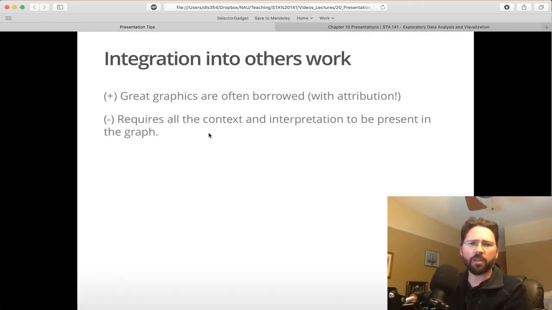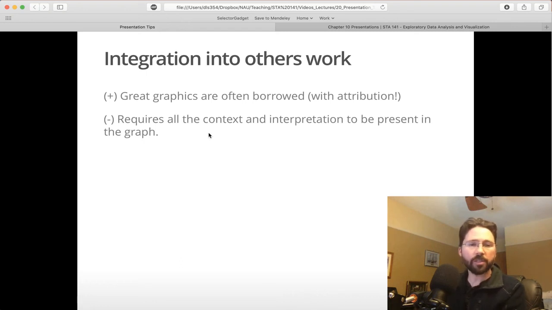Now, the final way that your work gets presented is when other people see your amazing graphics and think, wow, that explains this concept so very, very perfectly. And ideally, when they borrow your graphics, they will attribute from whom it came. And certainly when you're presenting work, you should attribute when you borrow other people's graphics.